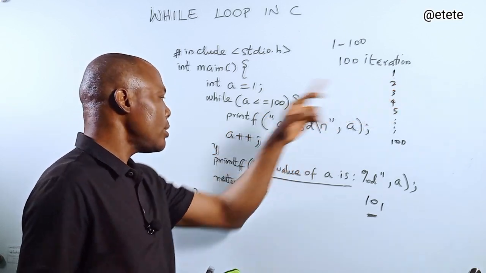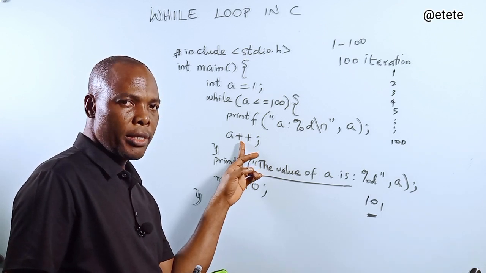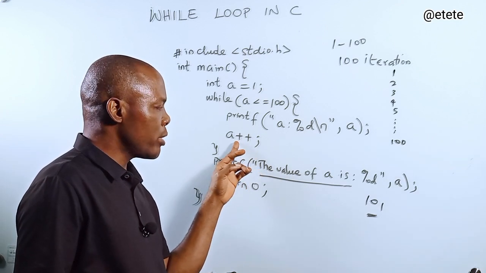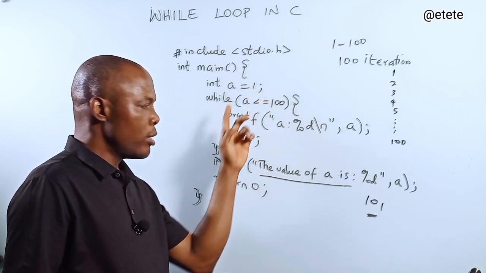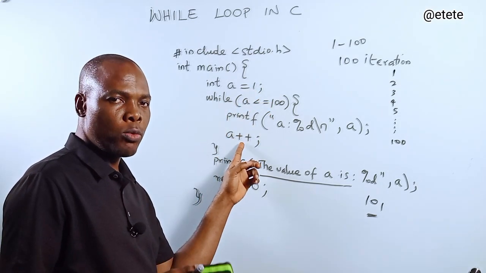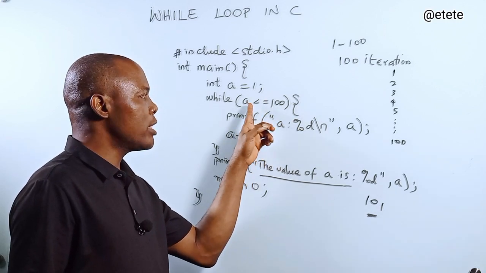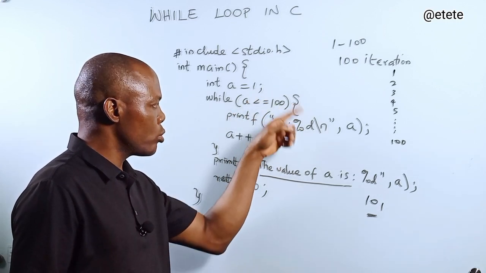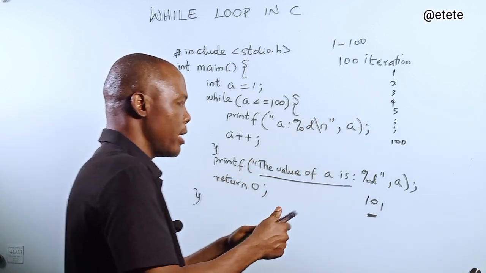So that will be 1. Then it will come to this next statement. This means increment. So it will increment a by 1. So a was originally 1, so it will increase it by 1. That will be 1 plus 1, that will be 2. So it will come back here and test the condition again. 2 is less than 100. That is true. So it will go in and print out 2 on the screen. So it will print out a.